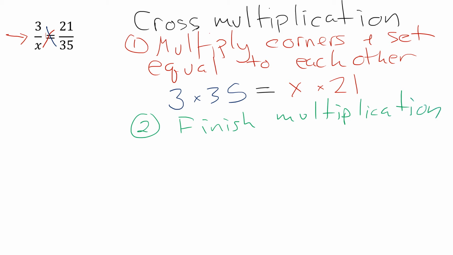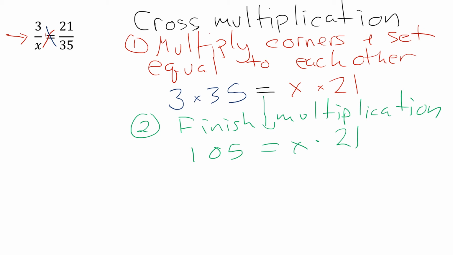We can multiply 3 times 35. We can't multiply x times 21 just because we don't know what x is. So we'll do 3 times 35, which is 105, and set that equal again to x times 21. It's very important to just keep bringing down your problem as you go through cross multiplication. Don't try to do any of this in your head.